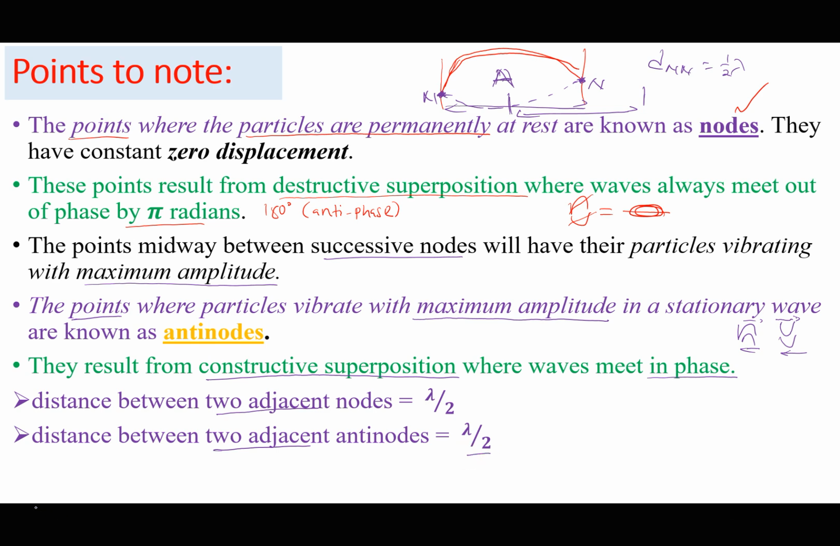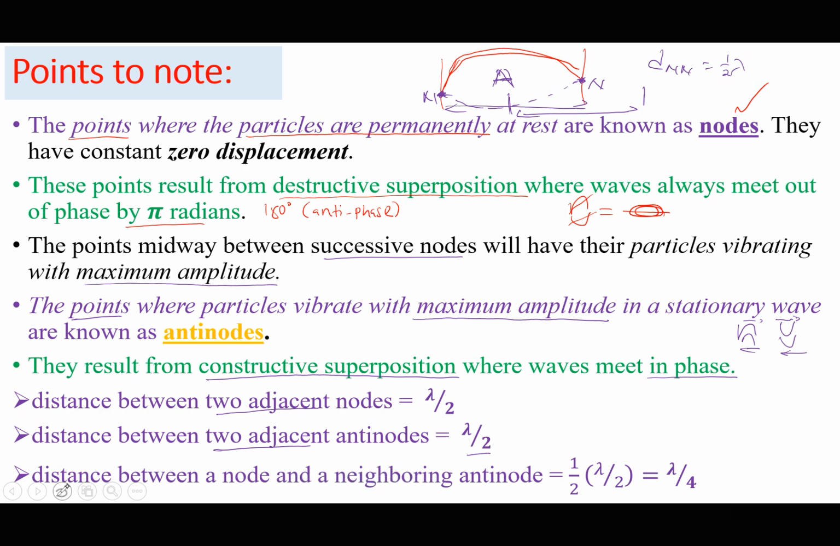And therefore, the distance between a node and a neighboring antinode is a quarter of a wavelength. Because between two nodes there is an antinode, the distance between a node and the next antinode is going to be a quarter of a wavelength. These quantities here are very important in calculations.